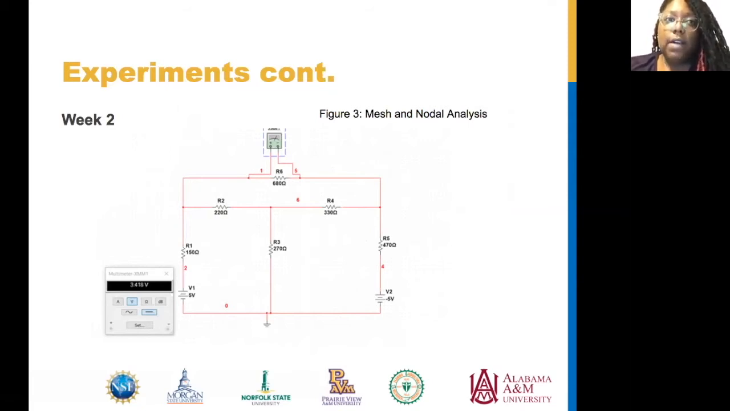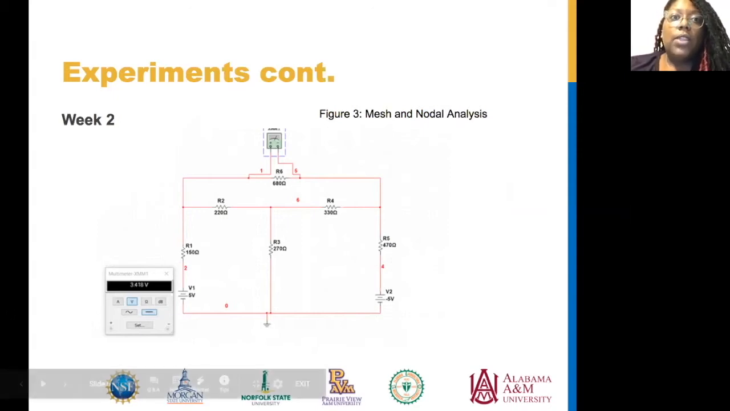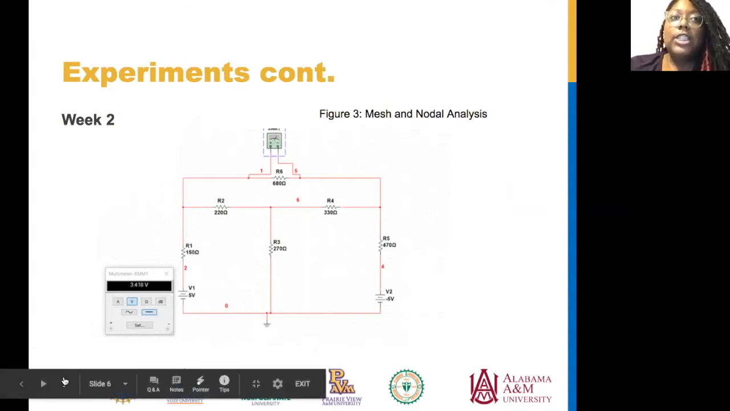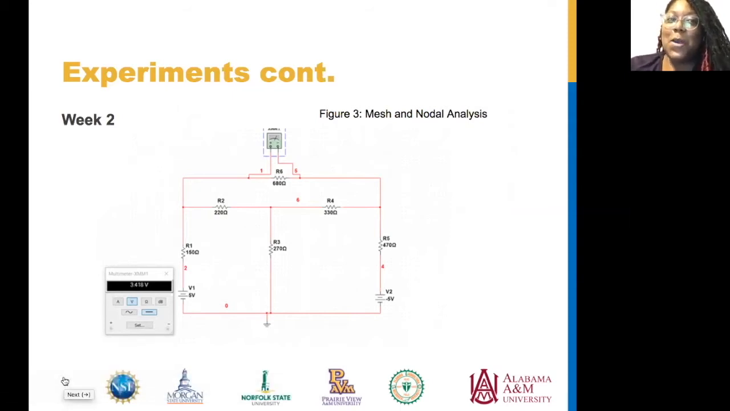Mesh analysis involves relating the actual currents and voltages in the elements to what are called mesh or loop currents. These currents are sometimes virtual and cannot be measured in certain circuits. Node analysis involves relating the actual currents and voltages in elements to what are called node voltages.